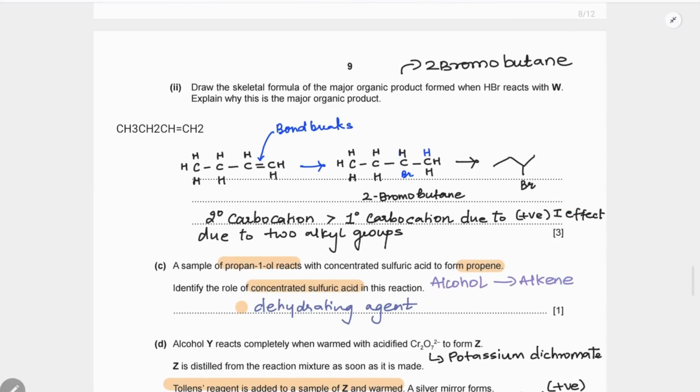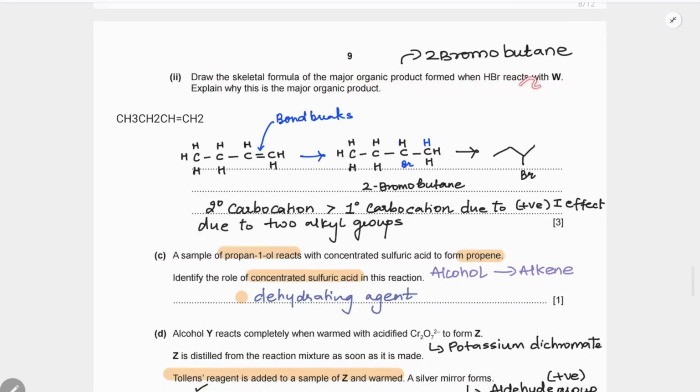Second one: draw a skeletal formula of the major organic product formed when HBr reacts with W. Now W, you already know, is an alkene group. Whenever an alkene group breaks, it forms an alkane group. Now we need to form this skeletal formula. I have written over here the same formula of W.